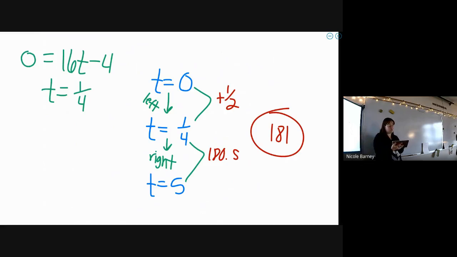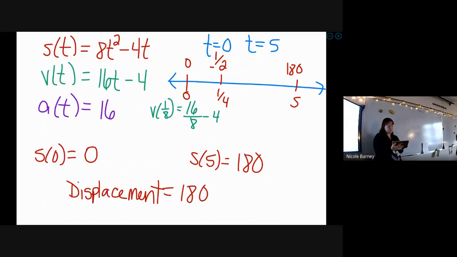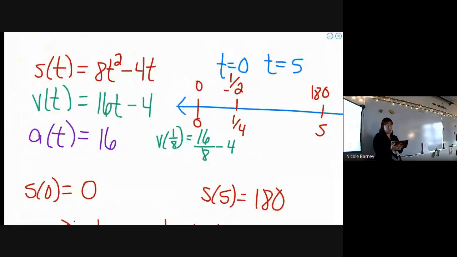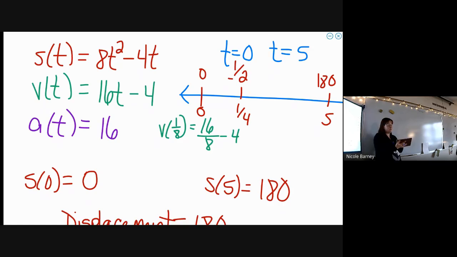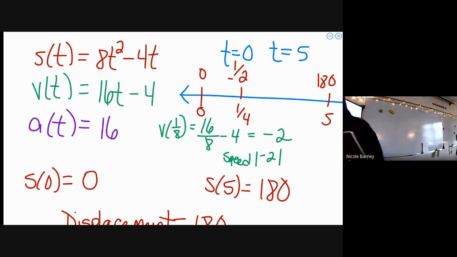Okay, and really quick, Casey, to answer your question, what is my speed at time equals 1/8? Well, I put 1/8 into my velocity function, and I find that my velocity at 1/8 is -2. So what is my speed? Oh, okay, so you just put it into the velocity and then take the positive. So if the velocity is positive, the speed would still be positive. Exactly, yep, it's the same, it's just absolute valued.